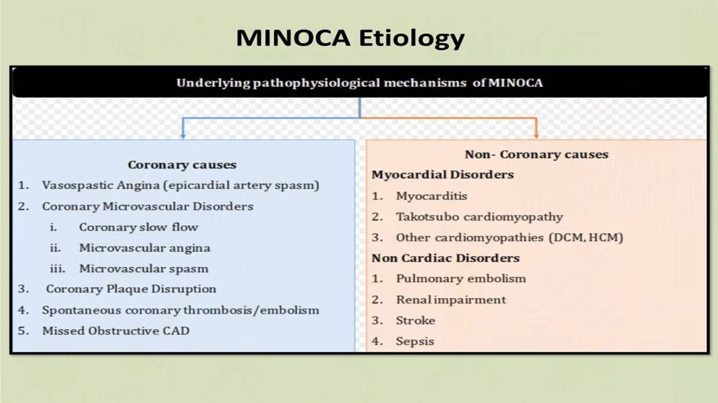As far as the etiology of MINOCA is concerned, there are two groups. One we call coronary etiology and the other non-coronary causes. In coronary etiology, one of the common is vasospastic angina, where the epicardial artery goes into spasm.